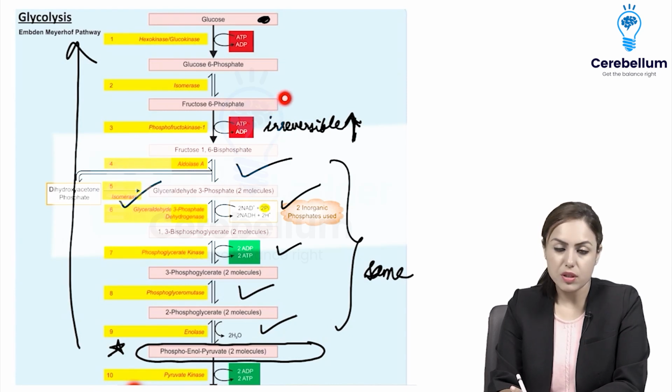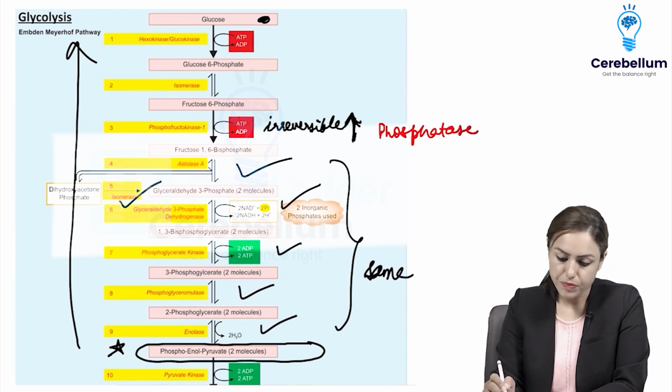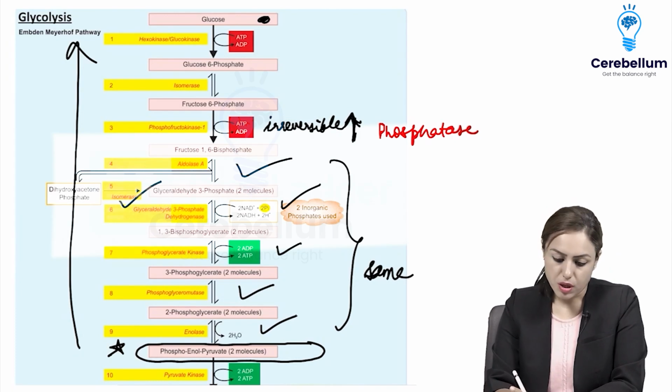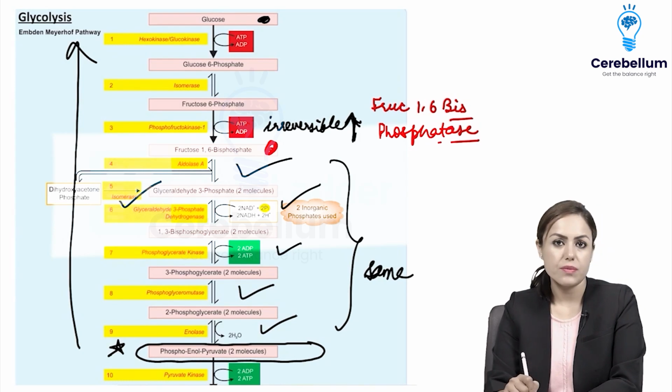And the product is fructose 6-phosphate. So what is happening here? There is removal of phosphate from position number 1. So the enzyme is phosphatase for the removal of phosphate. To tell the complete name of the enzyme, take the name of the substrate. Now the substrate is fructose 1,6-bisphosphate. So the enzyme is fructose 1,6-bisphosphatase. That is the enzyme of gluconeogenesis.